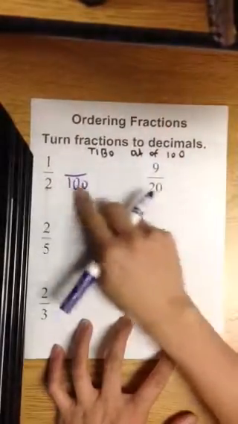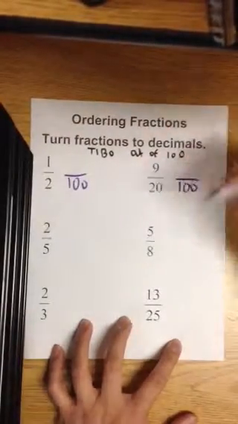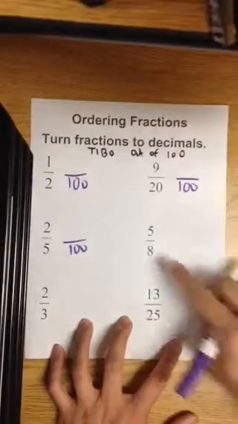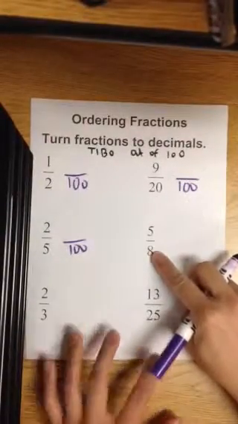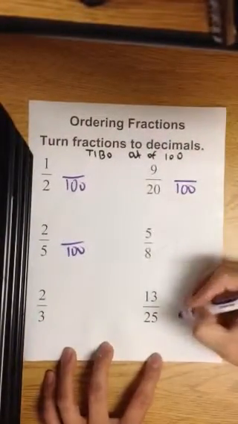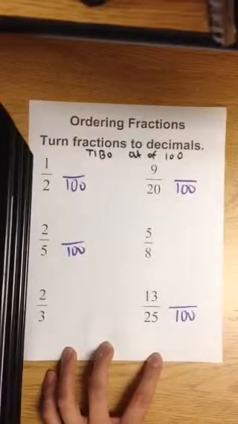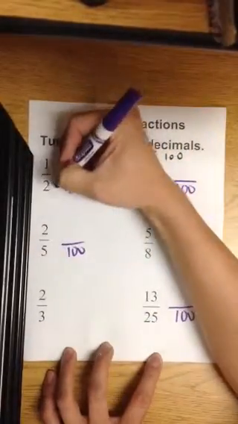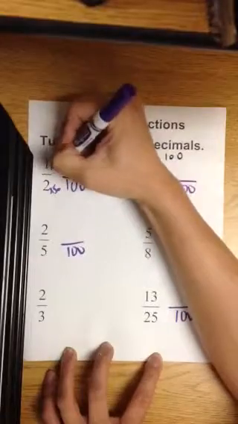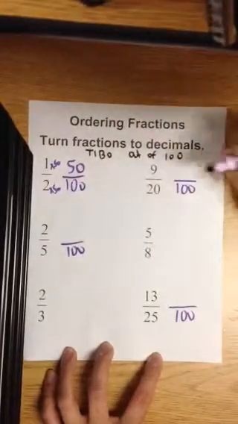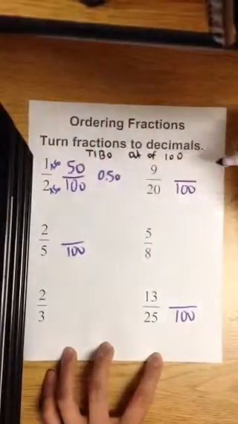1/2 can go to 100. 20 can go into 100. 5 can go into 100. Can 8 go into 100? Nope. Can 3 go into 100? No. Can 25 go into 100? Yes, it can. So what do you multiply this by? By 50 times. You get 50 hundredths, or 0 and 50 hundredths.